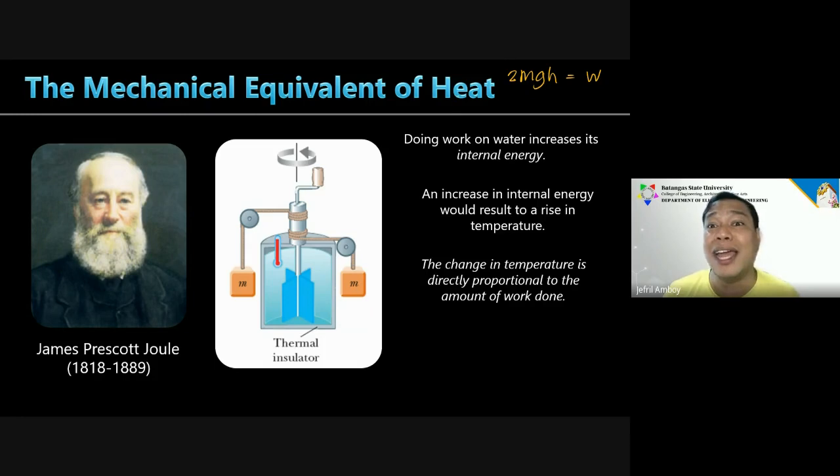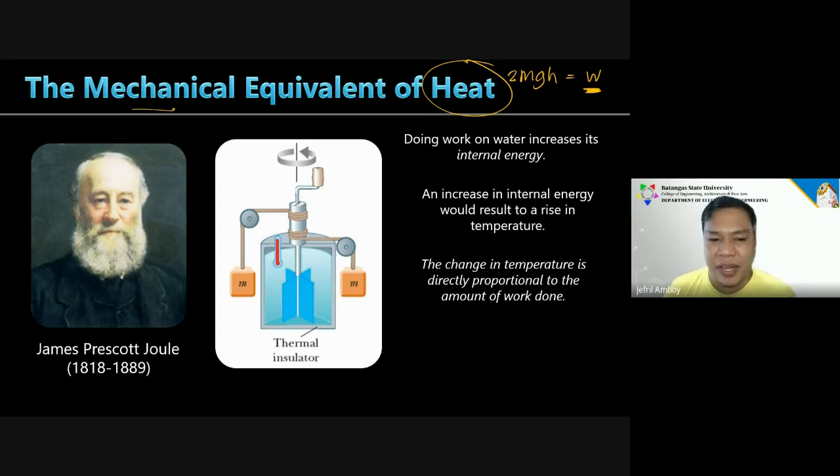As if dinagdagan mo ng heat. Para palang ganun ang nangyayari. Ginawan mo siya ng work. Nung ginawan mo siya ng work, as if nagdagdag ka ng heat. Kaya ano ang tawag? Ayan no, mechanical equivalent of heat. Mechanical in a sense that this work is purely mechanical in nature. Nung ginawan mo siya ng work, parang nagdagdag ka sa kanya ng heat. Kaya sinabi natin na mechanical equivalent of heat.